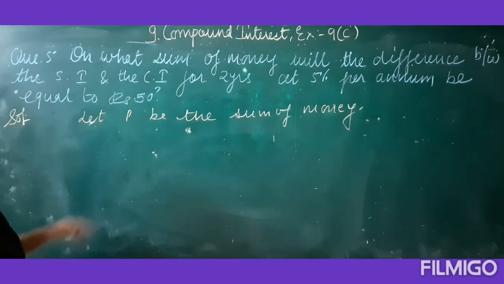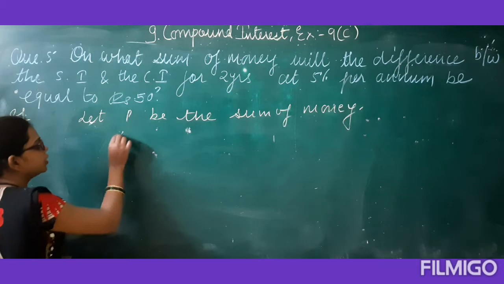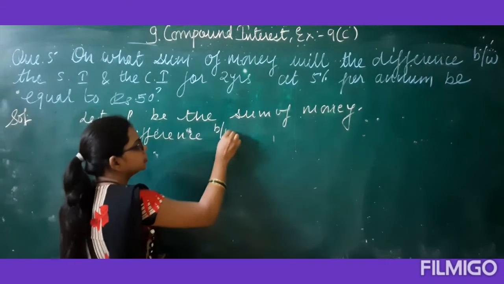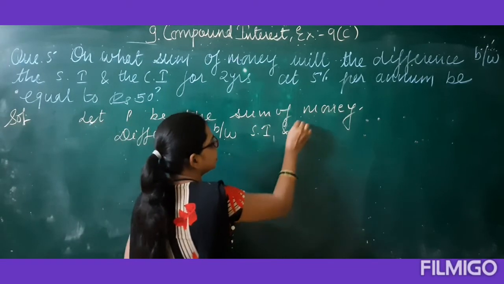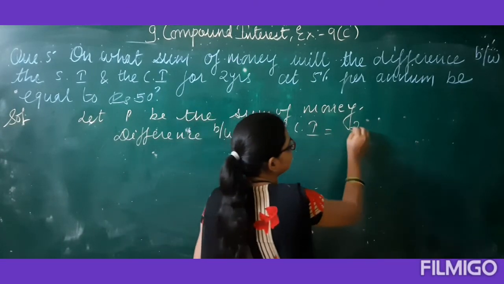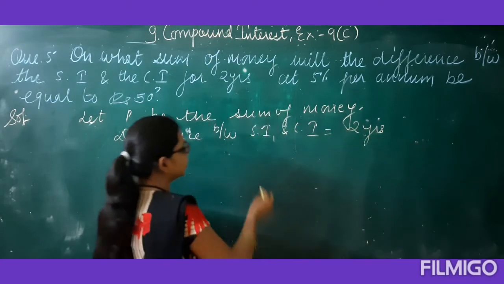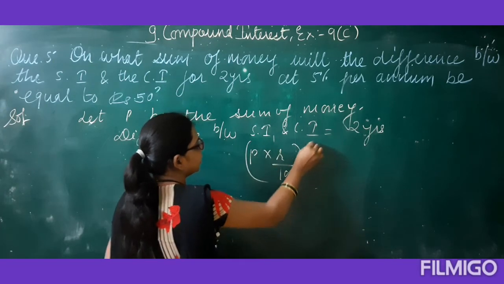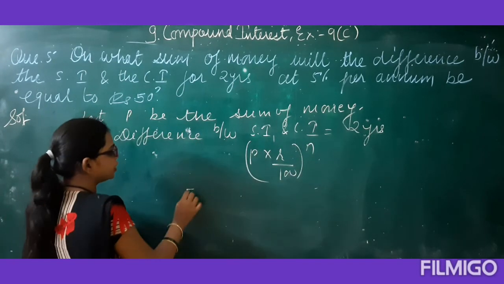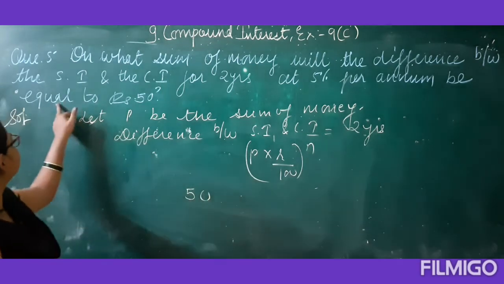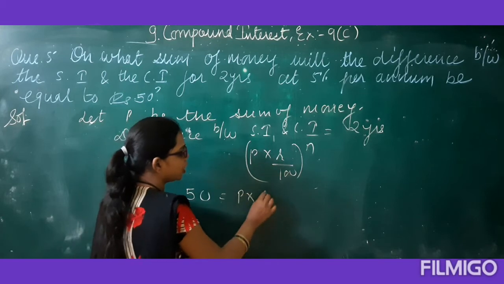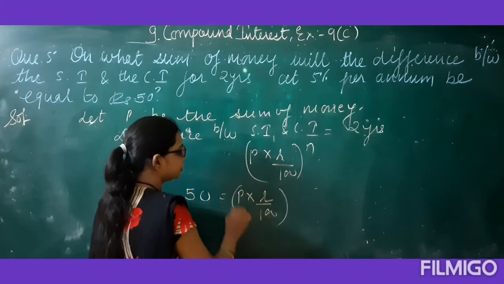And what is given to you? The difference between SI and CI is how much? 2 years. The difference between simple interest and compound interest is how much for 2 years? So you can write down P into (R by 100) to the power n. Here you can equate it to 50, because it will be equal to this many rupees. So this will be equal to P into (R by 100) to the power n.